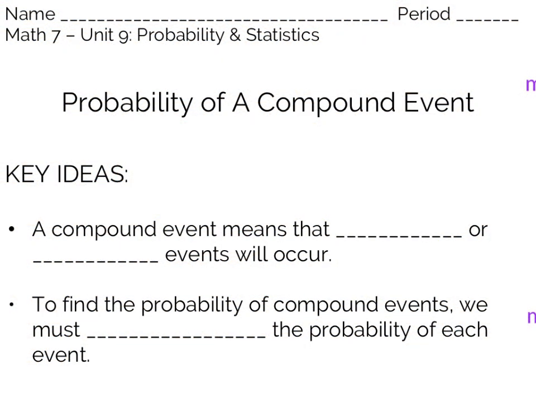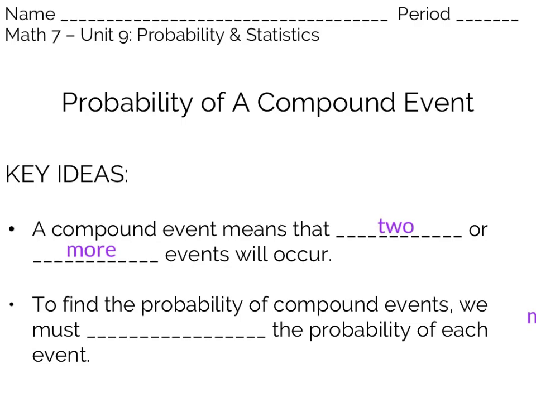Welcome back as we continue taking a look at probability. Today we're going to be talking about probability of a compound event. So we have some key ideas to remember. First, a compound event means that two or more events will occur. So when we're talking about a compound event, we're going to have more than one thing happening.